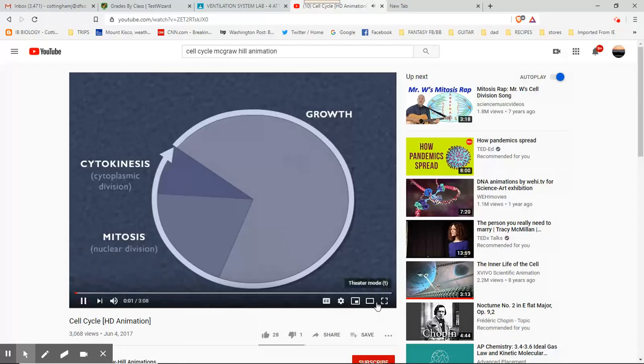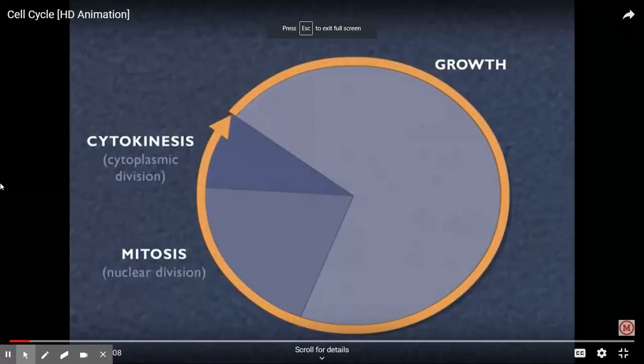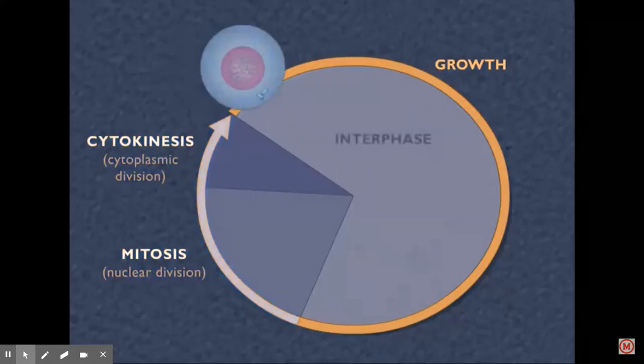Most eukaryotic cells follow a process of growth and division called the cell cycle. These events include a growth stage, mitosis, or nuclear division, and cytokinesis, or division of the cytoplasm. Throughout interphase, the cell is engaged in growth and metabolic activities. Interphase can be further broken down into three discrete phases called G1, S, and G2.